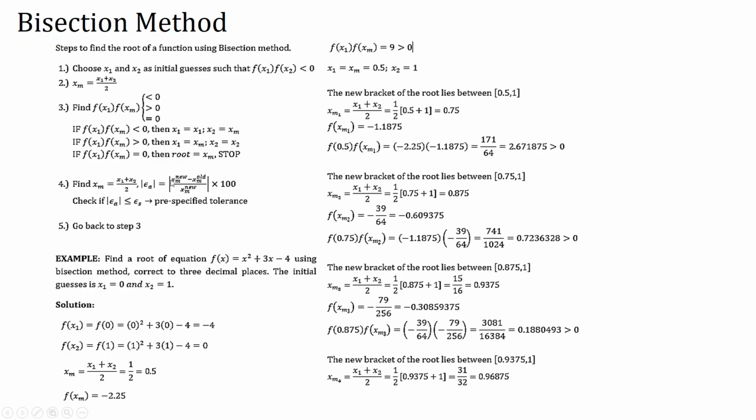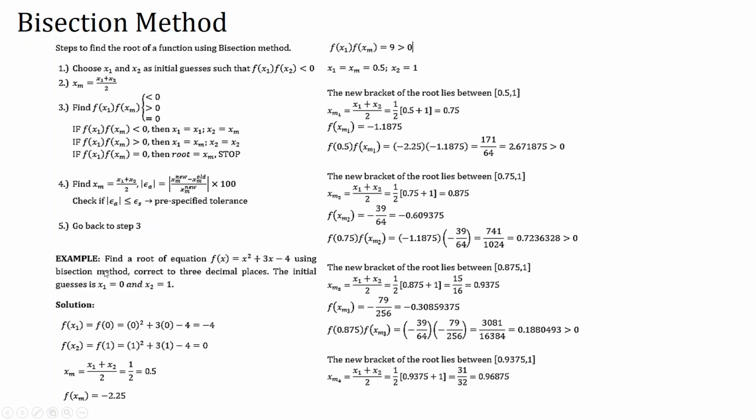So here I have the absolute value of xm new minus xm old, because our midpoint will change, particularly by setting different x1 and x2. Multiply by 100. Then check if the error is less than or equal to the specified tolerance. And then step 5 is to go back to step 3. So actually it will loop around in the step 3 method.